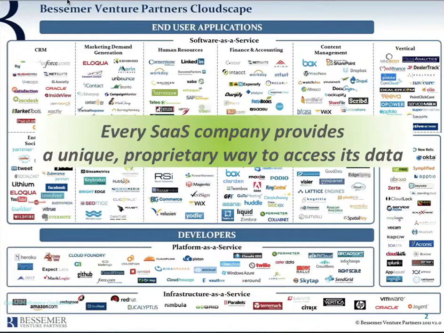And that's created a new problem that we had thought we had solved about 10 years ago with access to behind the firewall on-premise enterprise apps. But now it's started all over again, where enterprises are using dozens of SaaS applications, and they all have different unique ways to access the data.